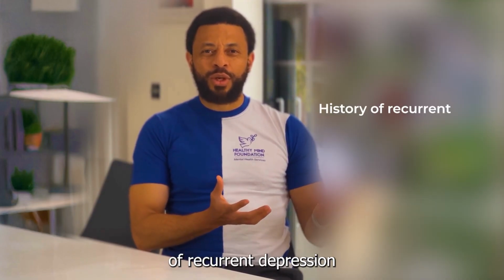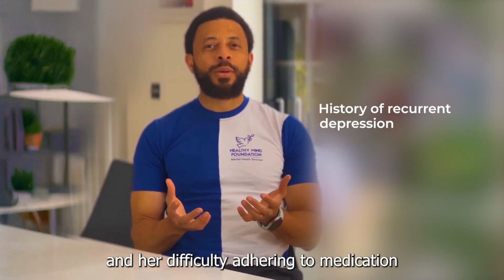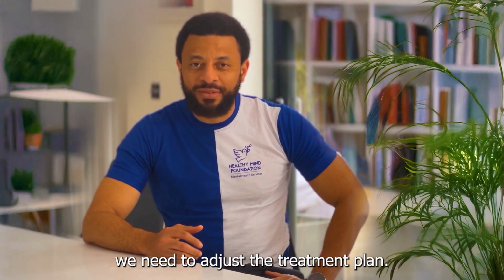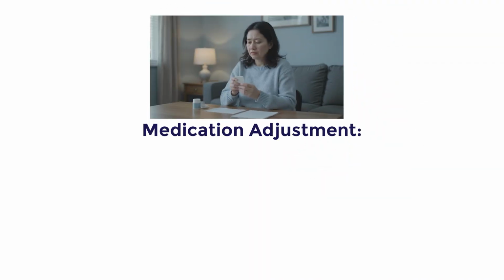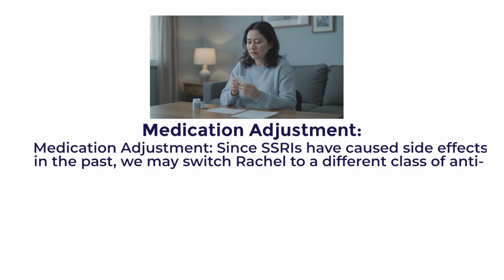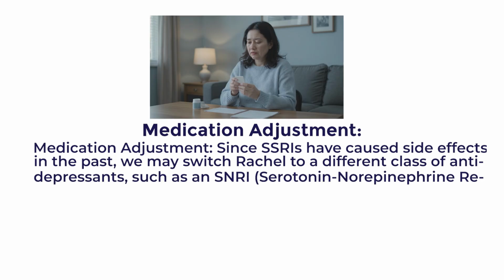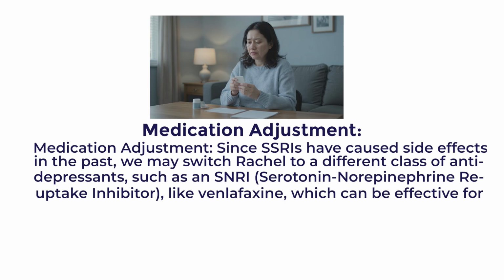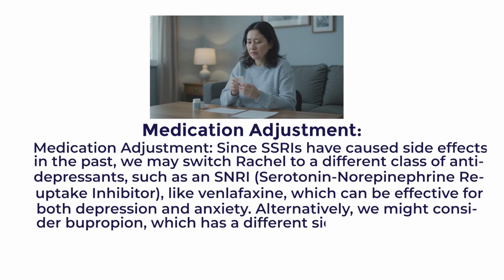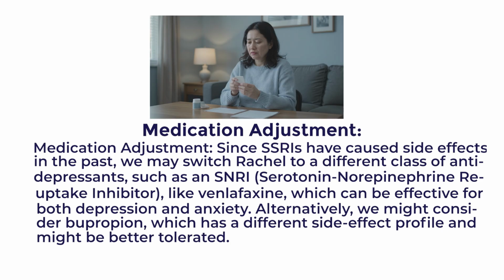Given Rachel's history of recurrent depression and her difficulty adhering to medication due to side effects, we need to adjust the treatment plan. Medication adjustment. Since SSRIs have caused side effects in the past, we may switch Rachel to a different class of antidepressants, such as an SNRI, serotonin norepinephrine reuptake inhibitor, like venlafaxine, which can be effective for both depression and anxiety. Alternatively, we might consider bupropion, which has a different side effect profile and might be better tolerated.